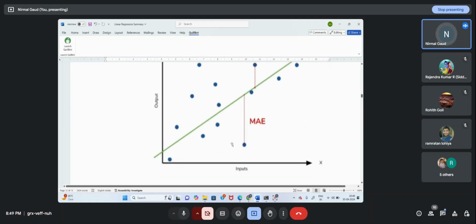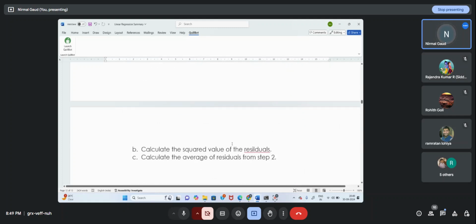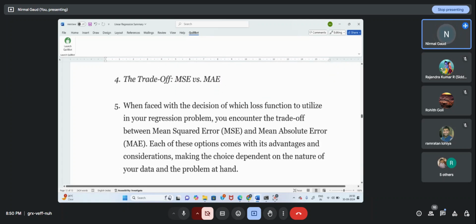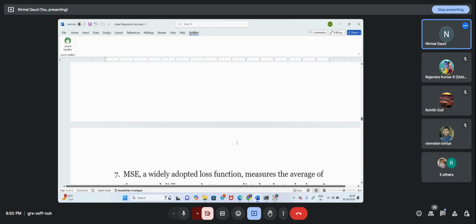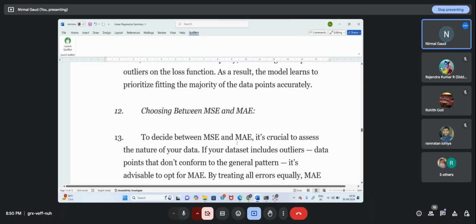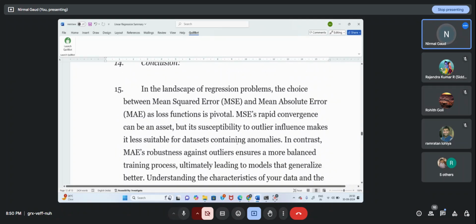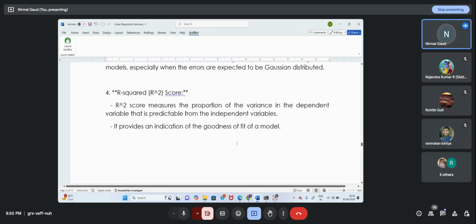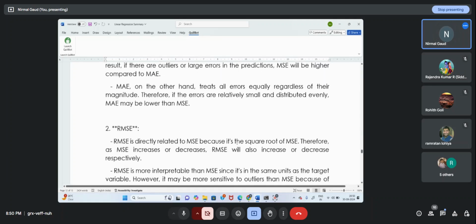I have explained the errors also, and I want to talk to you about R2 and adjusted R2. Here are some templates I will share, because today I got the query, so I will share all these notes with you all.